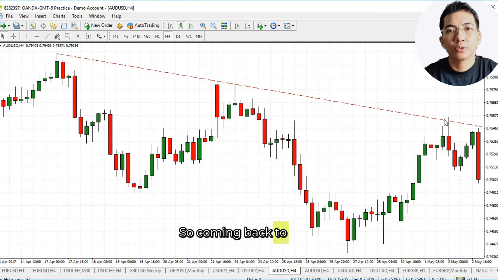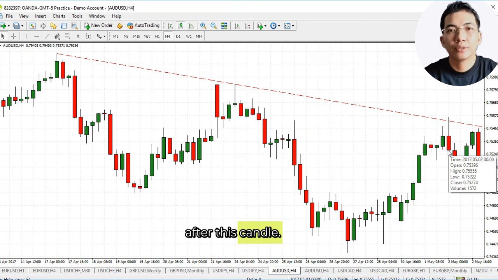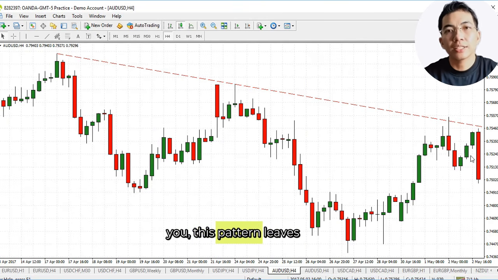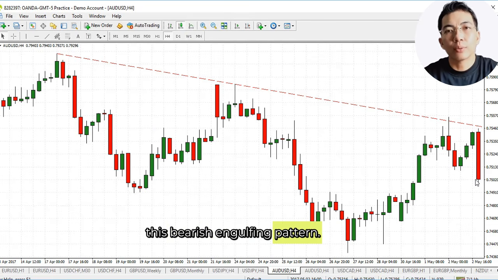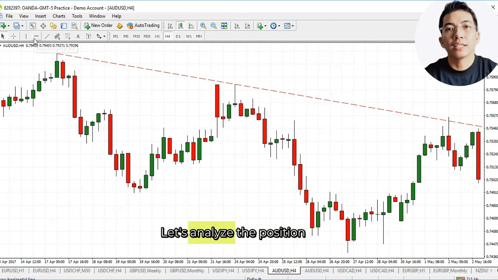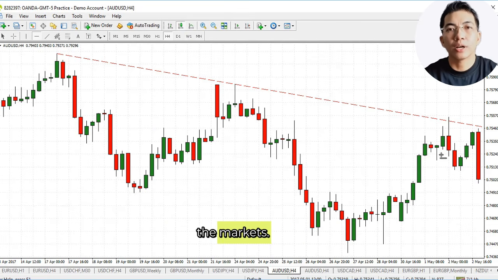So coming back to our analysis, I actually opened a short position on this pair right after this candle. If this candle doesn't look so clear to you, this pattern leaves no doubts, and you could have opened a position at least after this bearish engulfing pattern. Let's analyze the position I have taken on the market.